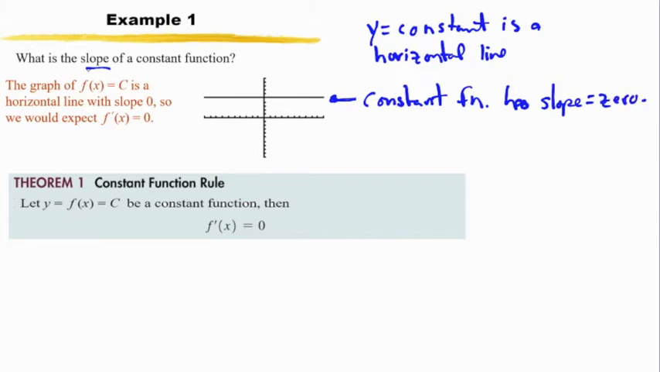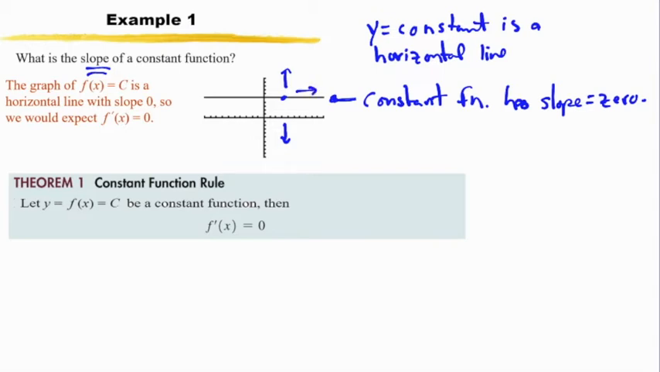And we're asked to recall slope because derivative is the rate of change of a function, and rate of change is synonymous with slope. So when we talk about derivatives and slope and rate of change, they are all similar because we can see the slope or the rate of change of this constant function is 0. It is not increasing or decreasing as x changes.